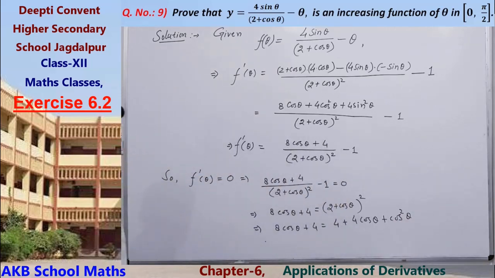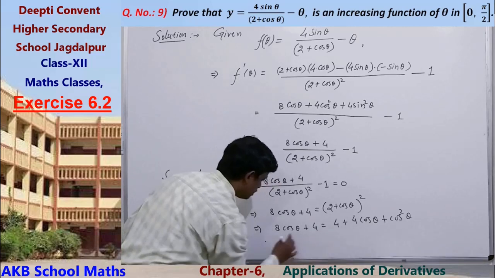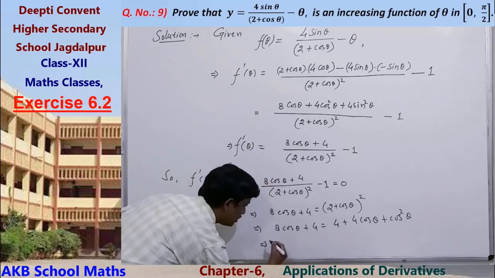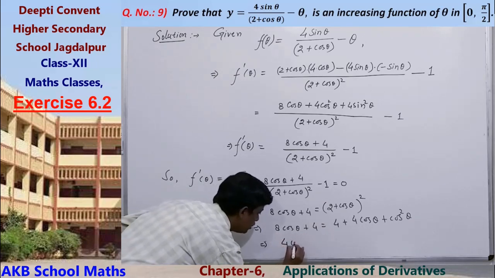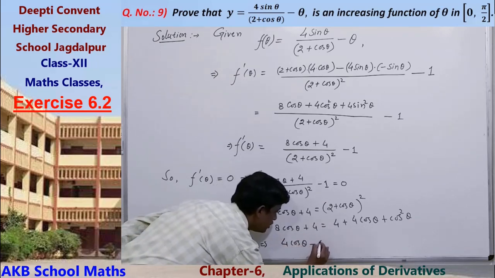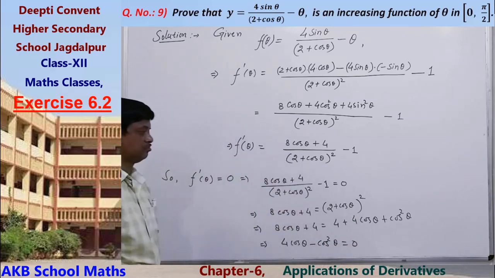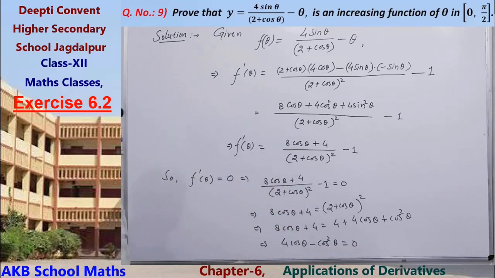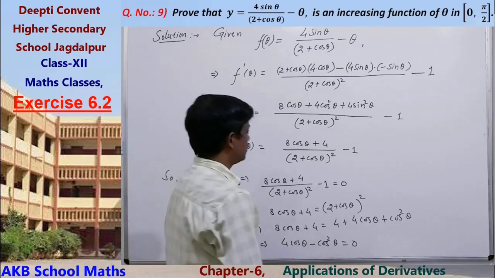Okay, solve it. Here 4 cancels, 4 cos theta is taken to the left hand side, then 8 cos theta minus 4 cos theta means 4 cos theta minus cos square theta equals 0. Taking on the left hand side, then you can get like this. This is equal to 0. Now solve it.